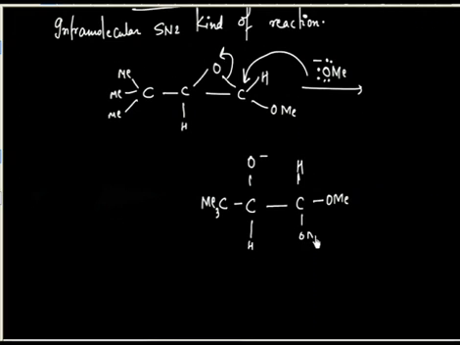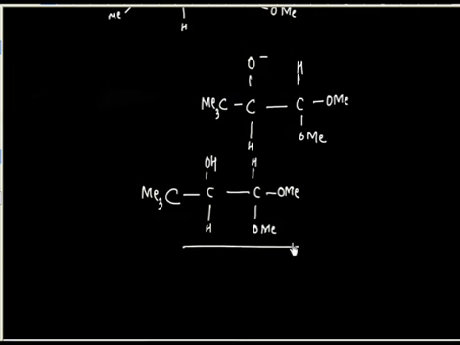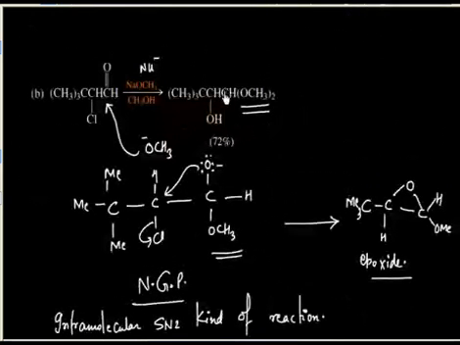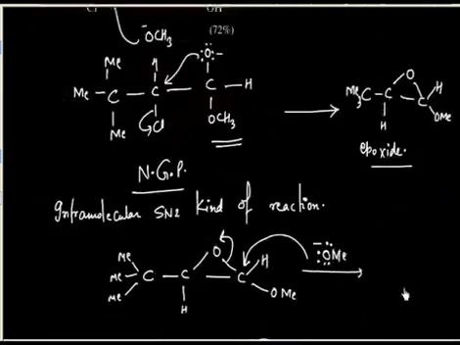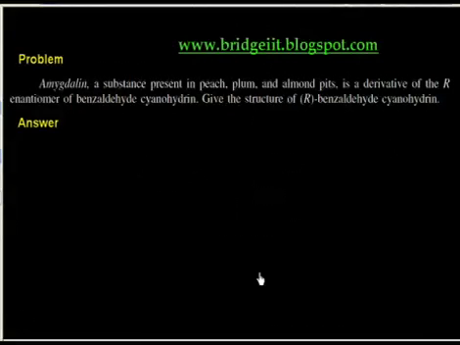Now in the next step it can take H plus, and then finally we'll have the same product, CMe3, and then you have COH, H, CH, OMe, OMe. So this involves neighboring group participation or intramolecular SN2 kind of reaction. You see this is the final product, CH3 whole thrice CHOH CHOMe2, the same product. So this is a quite good question. Now this is an easy problem.